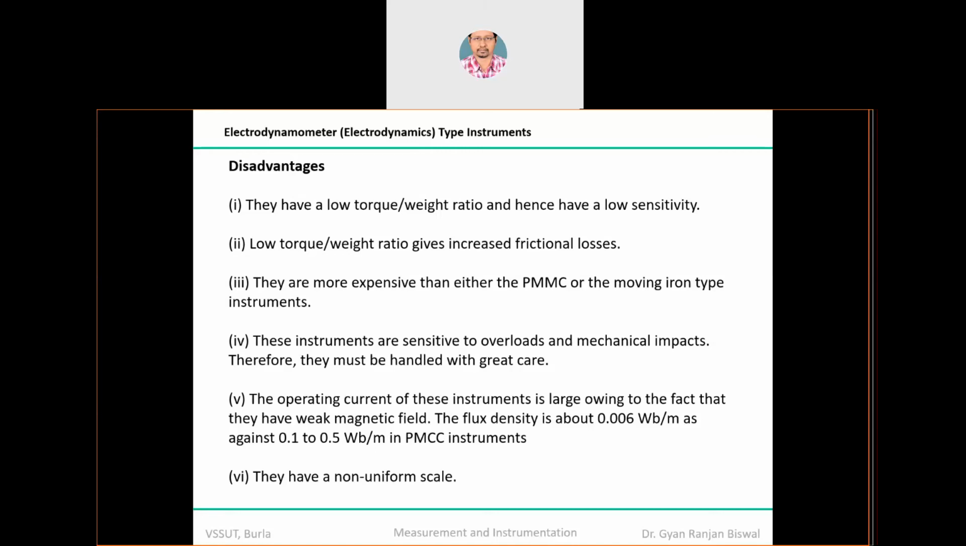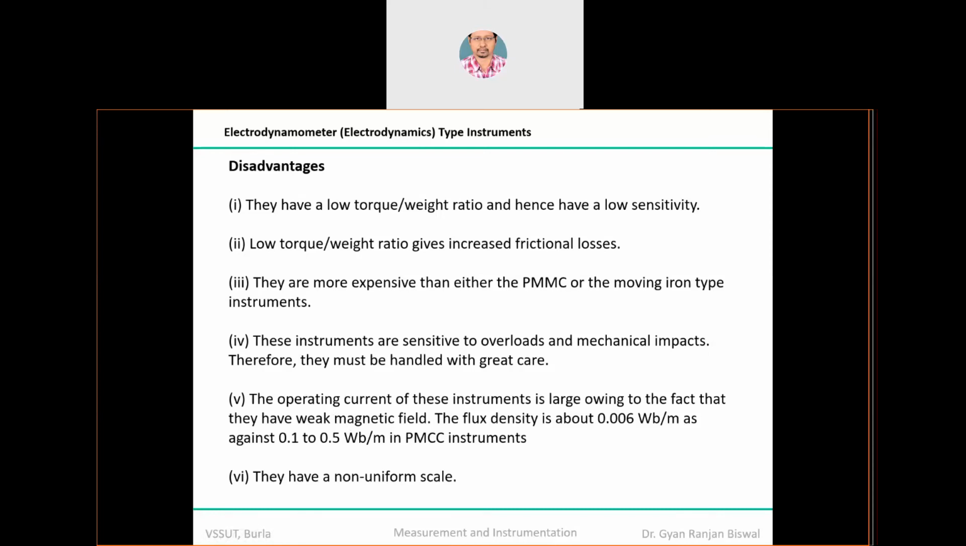So that means it can handle only a very weak magnetic field, or in other words, even a very weak magnetic field can affect the performance of the device. In fact, you can say around 100 times weaker also. Clear? So is the scale uniform or non-uniform?